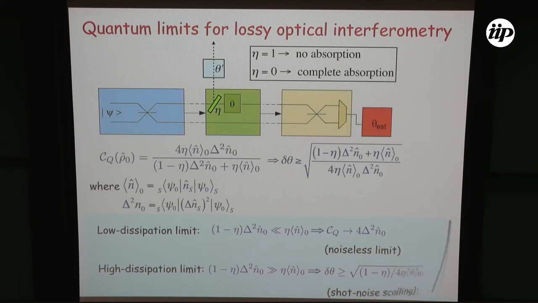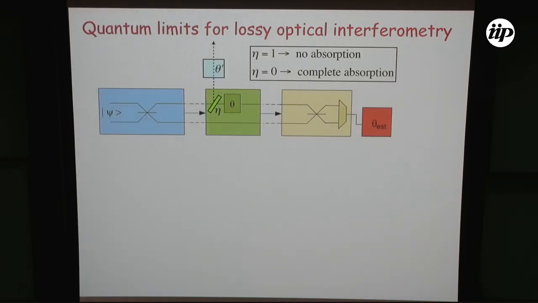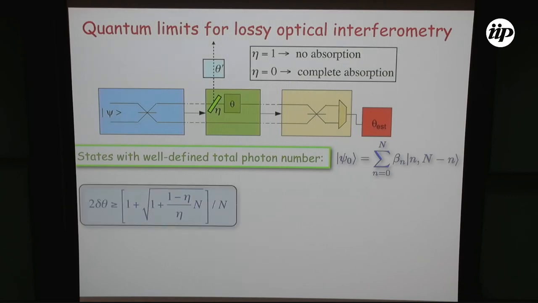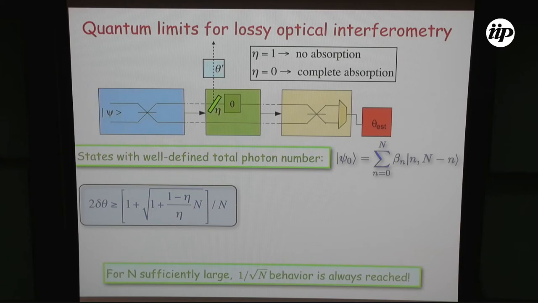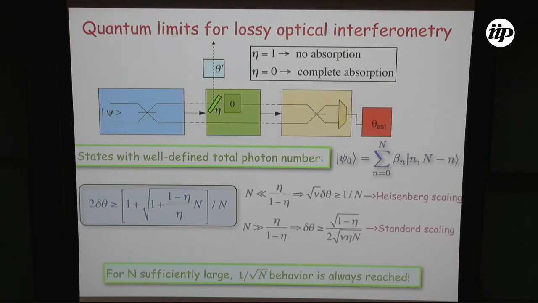We have calculated this in a special case for states with a fixed number of photons, because then we can get a very simple expression. So that's the lower bound for delta theta in this case. And again, you see that it goes into the two regimes I mentioned before. For low dissipation, this goes to 1 over n, which is Heisenberg scaling. For high dissipation, this goes into the standard scaling, which is proportional to 1 over the square root of n.